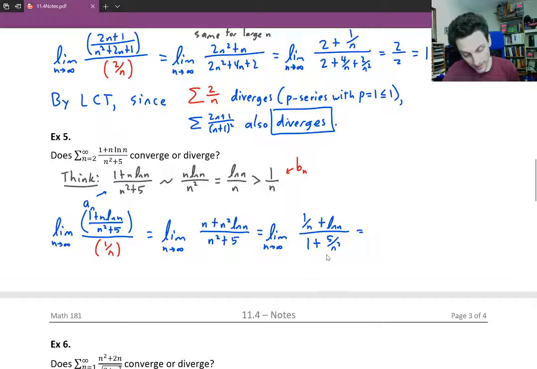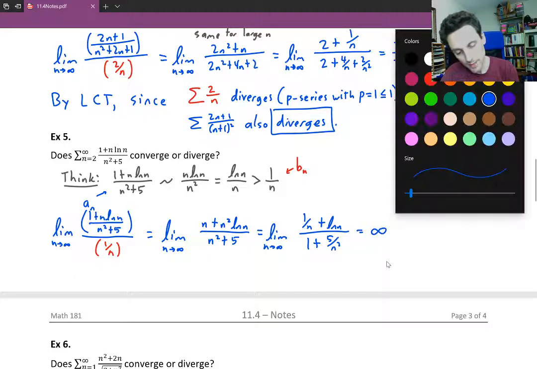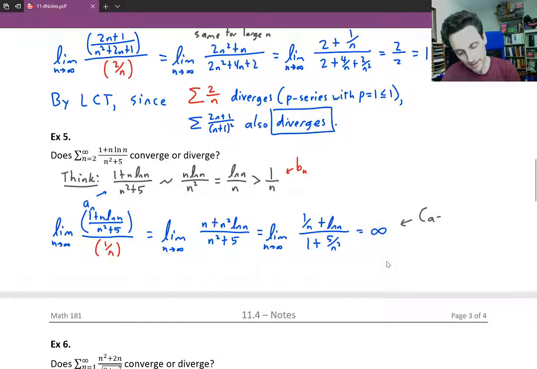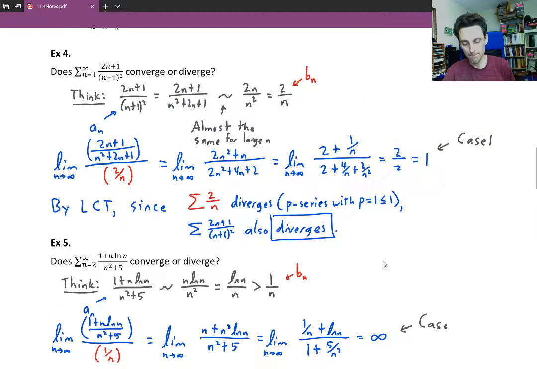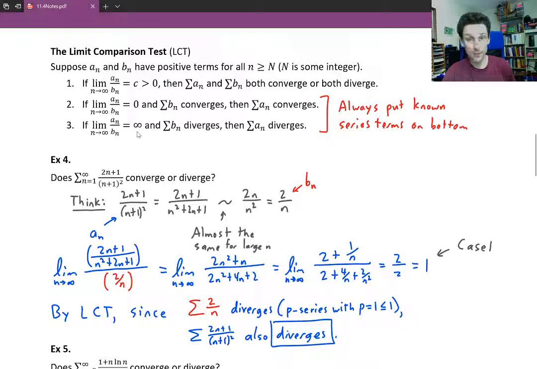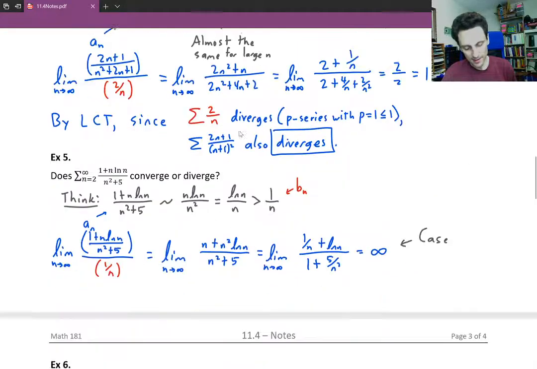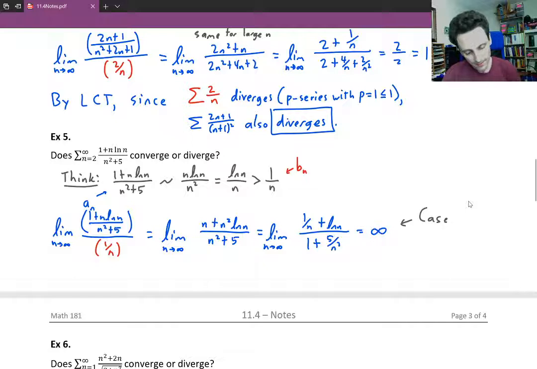Now if we look at this, the fractions go to 0, but the ln n term is going to blow up to infinity. It'll be kind of slow, as we mentioned, but it blows up to infinity. And the bottom is approaching 1, so overall this fraction is going to blow up to infinity. Which means that we're looking at case number, what here? Looks like case number 3. So without even looking at case number 3 and really memorizing this, you can just think, what's happening here? You don't even have to write case number 3 if you don't want to.